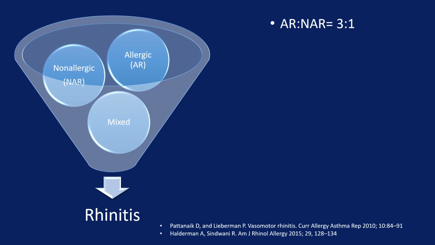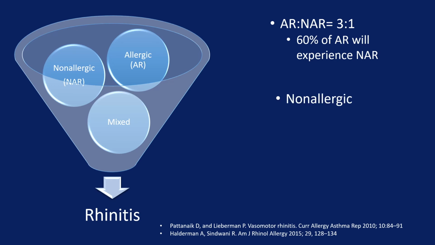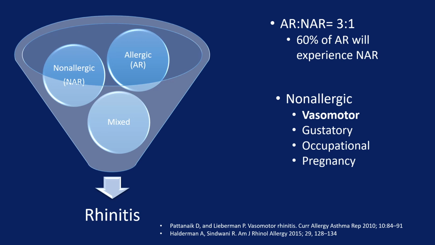Allergic rhinitis is more common, 3 to 1. But what's interesting is that 60% of allergic rhinitis patients have some degree of non-allergic triggers. So what are the different non-allergic categories? There's a number of them, and each of them has been studied very little overall, but vasomotor has probably gotten the most love in the literature. Then there's gustatory, which is a subtype of vasomotor. That's where when you eat something, basically you get a runny nose. Occupational: basically any chemical can elicit a reaction in someone's nose.